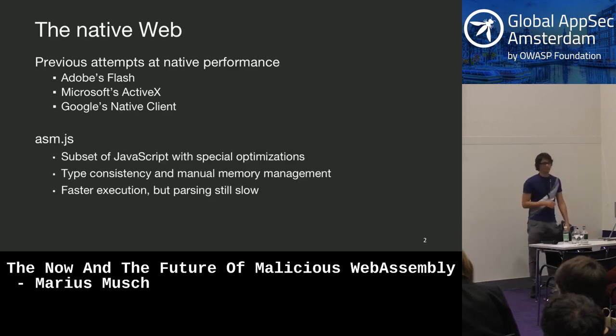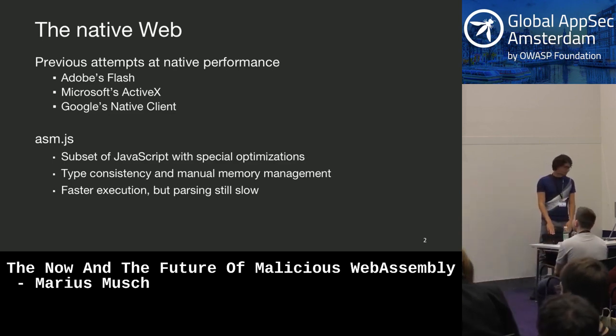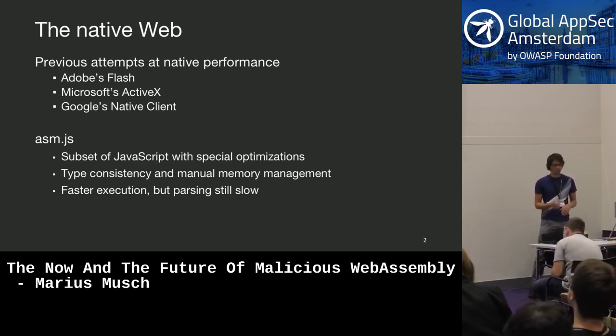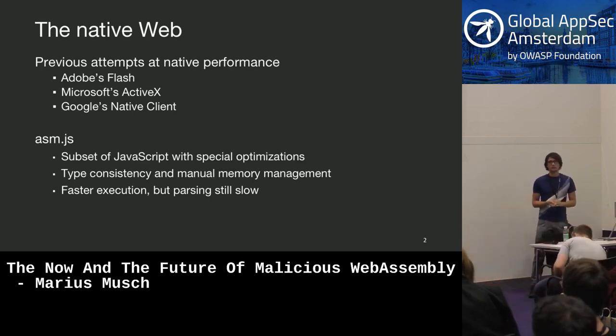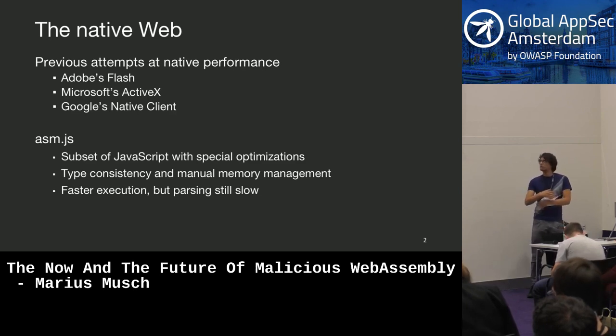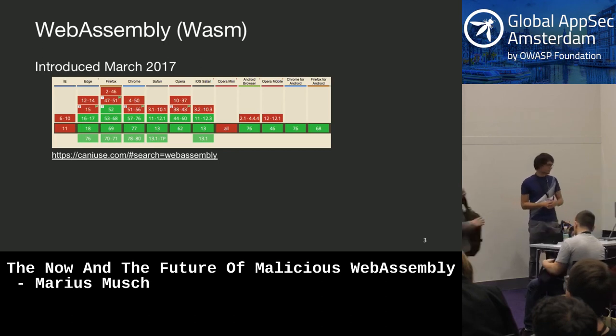What we also had was asm.js, if you ever heard of that. It's basically a subset of JavaScript. They did some clever optimizations so that they could speed up execution if you only use some parts of JavaScript and not others. That led to faster execution, but it was still only a band-aid. We already had JavaScript, so how could we make it faster? They didn't recreate it from scratch. So that's what they actually did with WebAssembly: they introduced a whole new language to the browser.